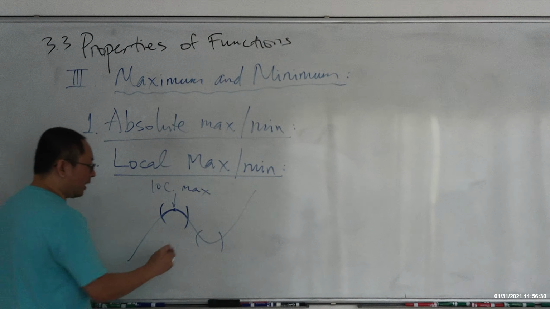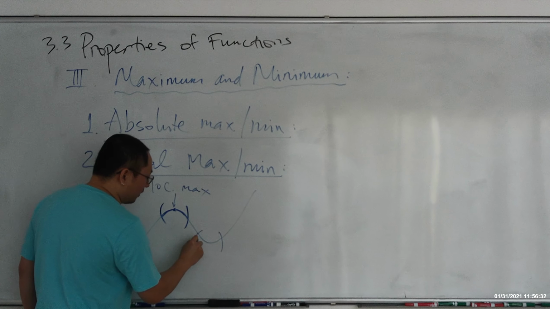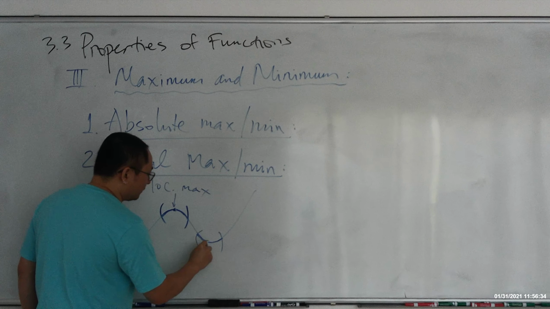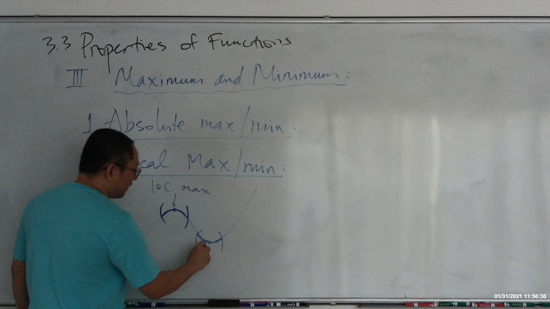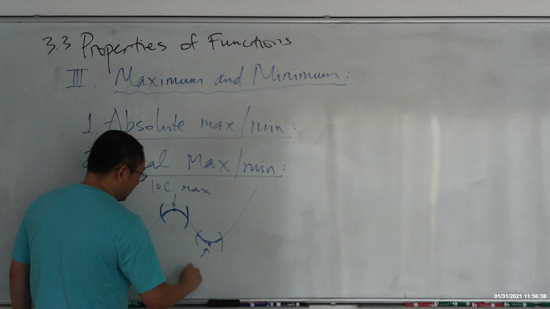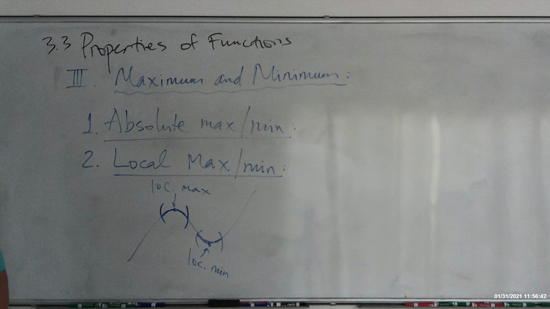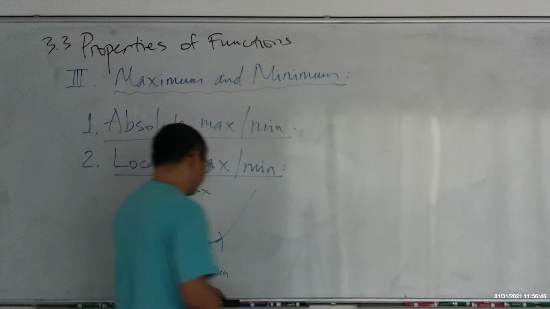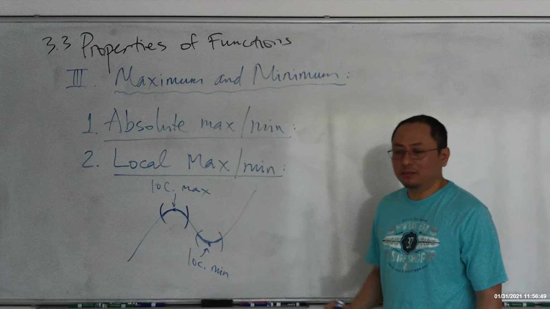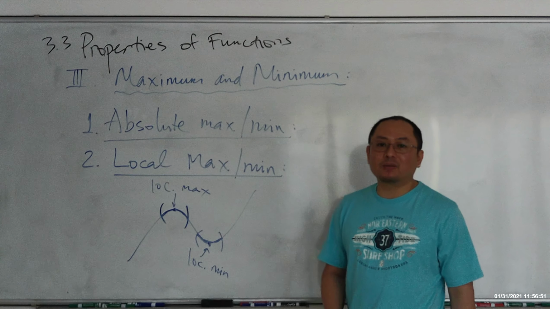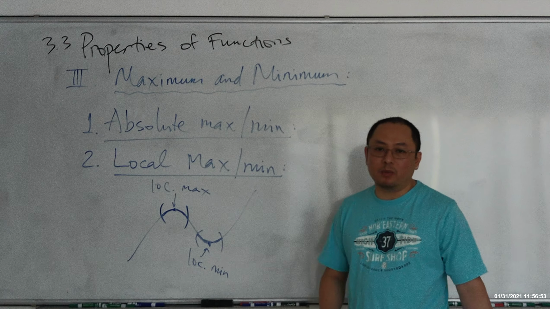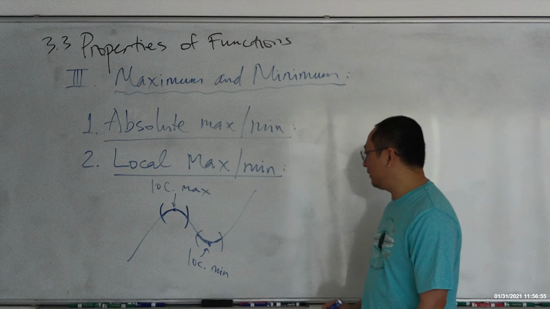Similarly, if I want to find a local min, I am not looking at the entire function. I only look at an interval, an open interval, okay? A small open interval. And I can find the lowest point. This is going to be the local min. Okay? So sometimes you may have a local max, sometimes you may have a local min, sometimes you may have both, sometimes you may not have any of those.